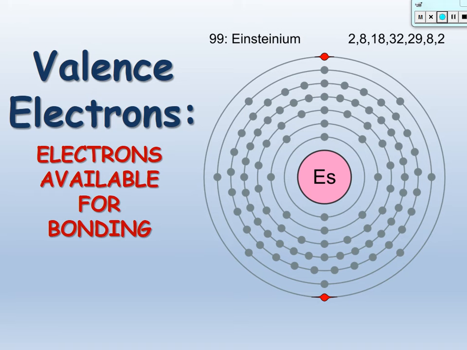Okay, so here's a diagram, an electron dot structure for Einsteinium. Guys, how many electrons does Einsteinium have? Its atomic number is 99, so it's got 99 dots here. But how many of them are available for bonding? 2, because it only has 2 valence electrons. So all these other 97 electrons in here don't matter. It's just the valence electrons.